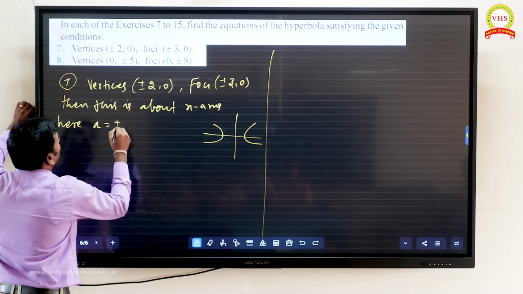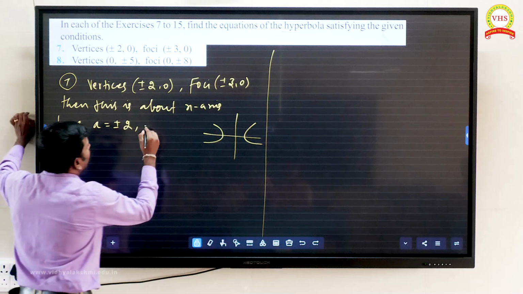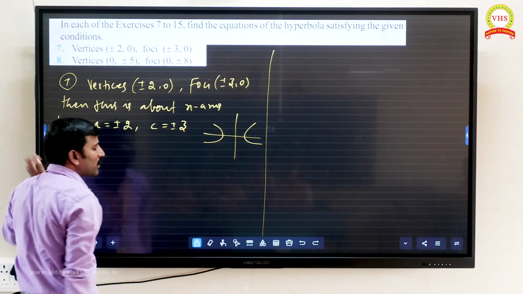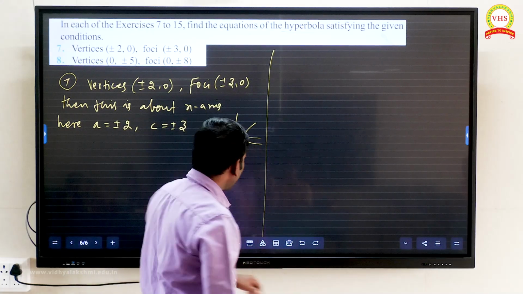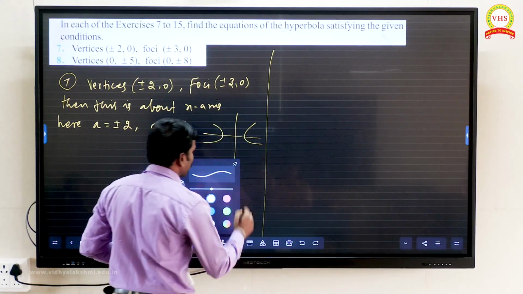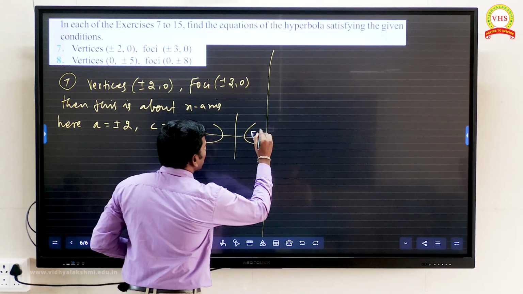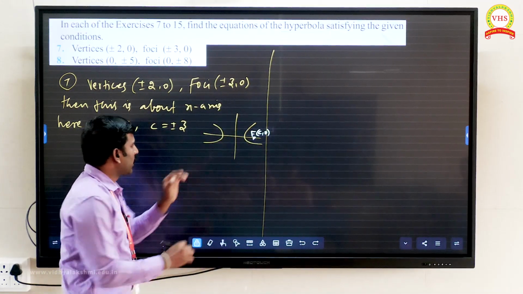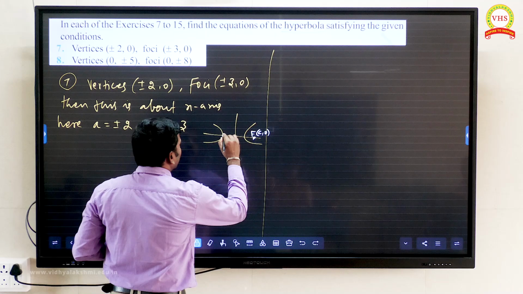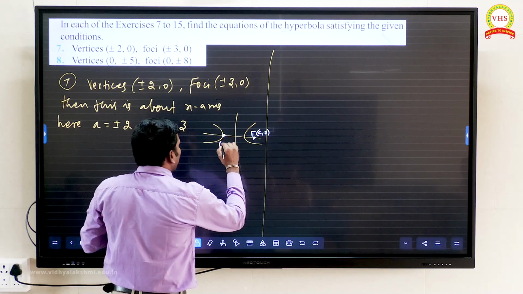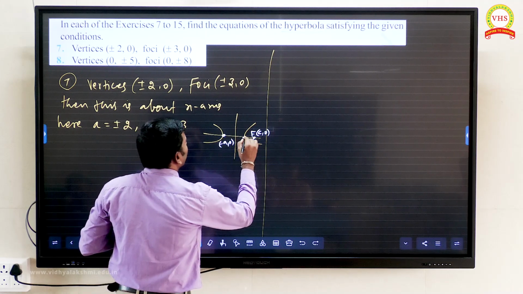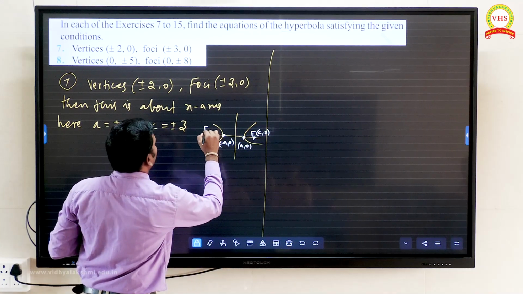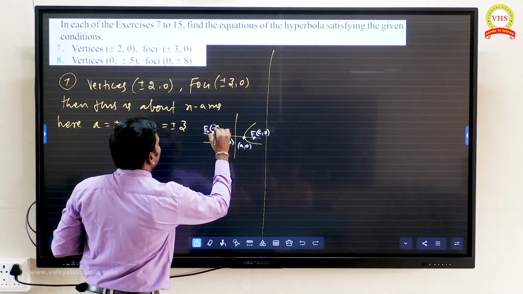A value equal to plus or minus 2 and c value equal to plus or minus, what is that? 3, because focus is c comma 0, right? General form of the focus, do you remember, children? Focus is c comma 0. So the vertex is minus a comma 0 on this side, and here you will be getting plus a comma 0. Like that, focus here you will be getting minus c comma 0.